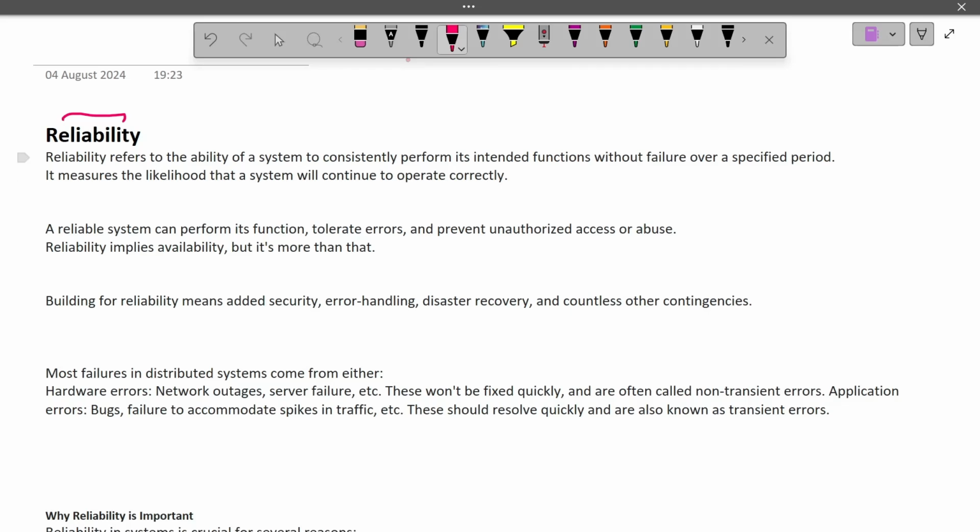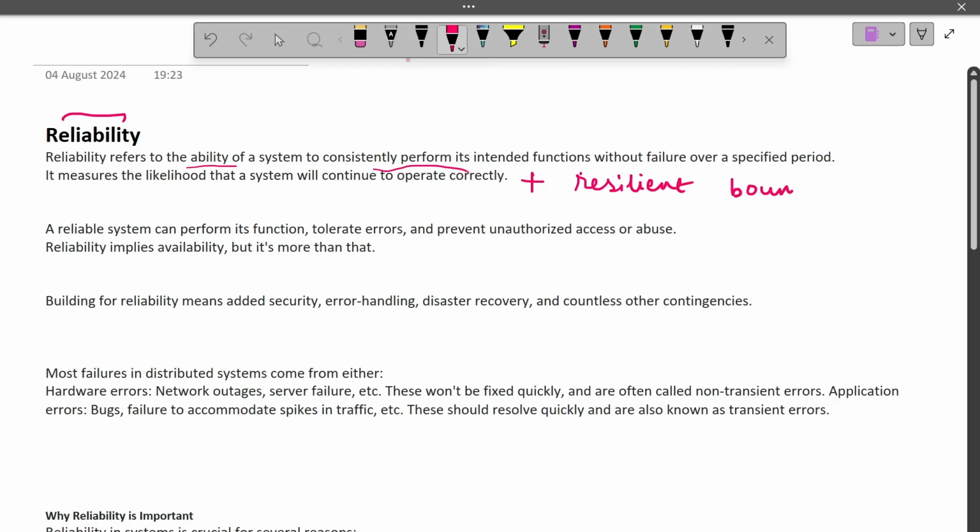Reliability refers to the ability of the system to consistently perform the intended function. Whatever you are expected to do, you have to do it without failure over a specific period of time, and it will continue to operate correctly. But there is one more thing: it should also be resilient enough to bounce back if there is some failure. This is how I like to see it.